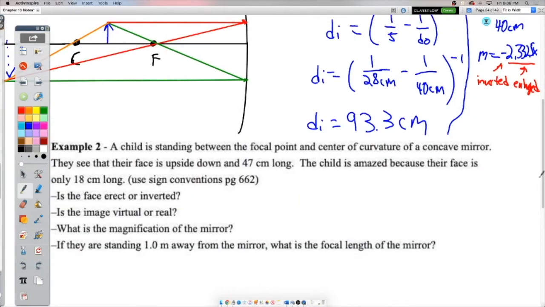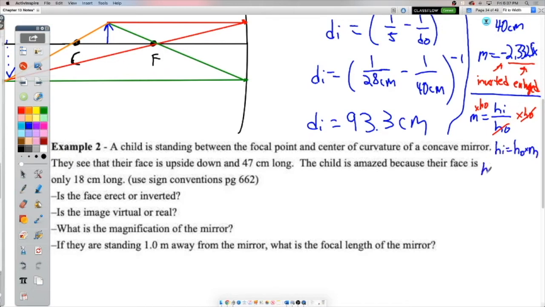If we wanted to know how big their face would appear, we could take the other version. We could say m equals hi over ho. No negatives this time, be careful, look at your formula sheet. Okay, so hi equals m times ho, which makes sense, right? Never just trust a formula blindly. Does it say something that makes sense? Remember, magnification is how many times bigger does it make it look?